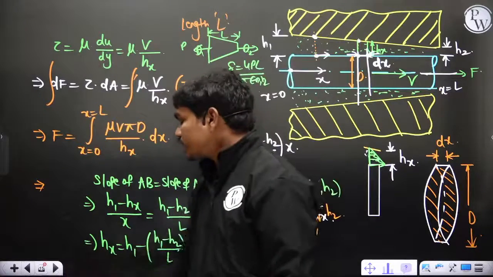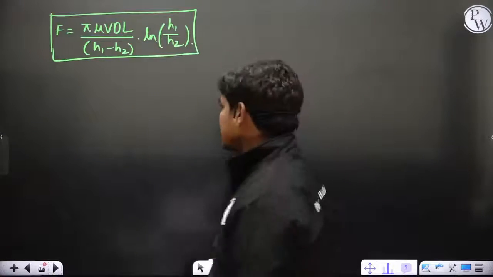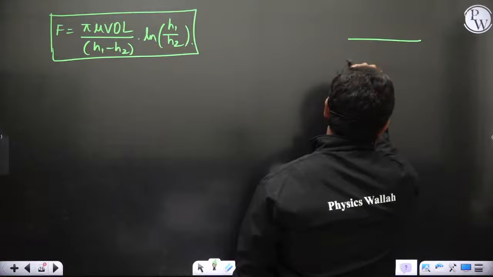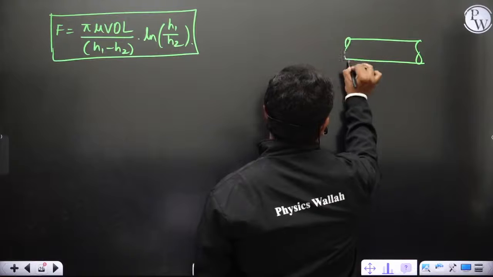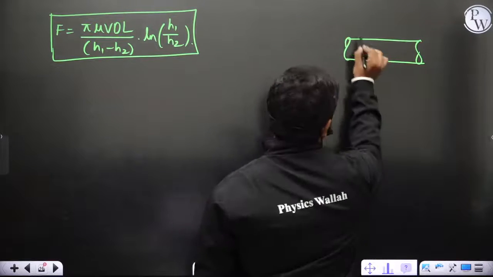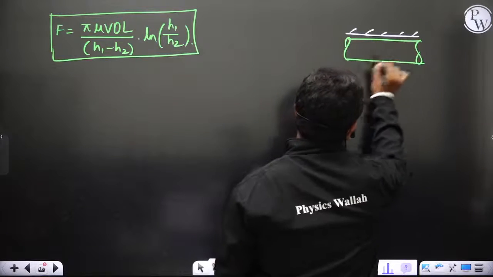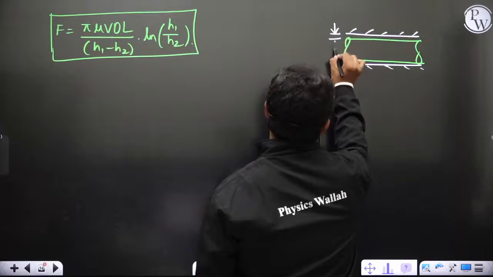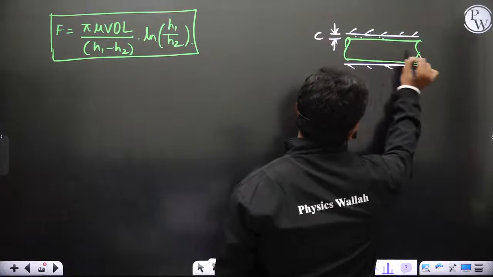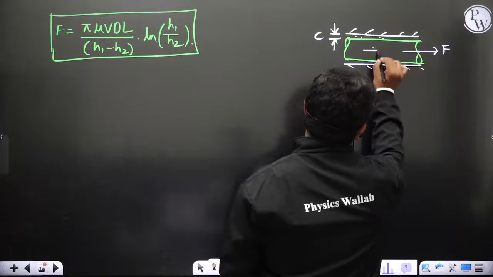Now I would like to ask you one question. Now many of you will answer, I know this. Let us suppose you have a shaft, and there is a constant clearance. If this constant clearance is C and the fluid is the same, and this is moving with a velocity V.